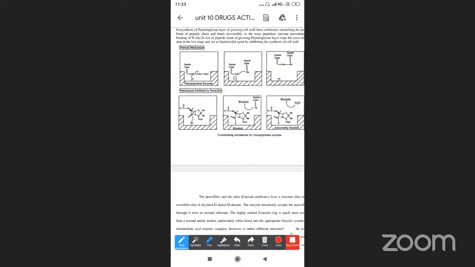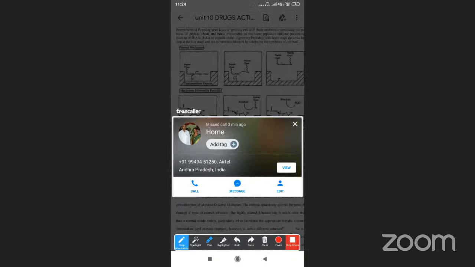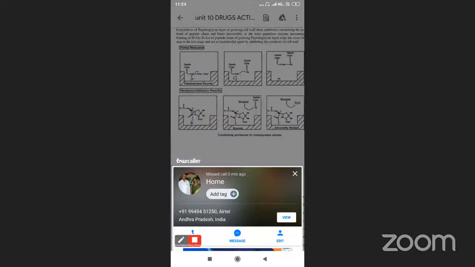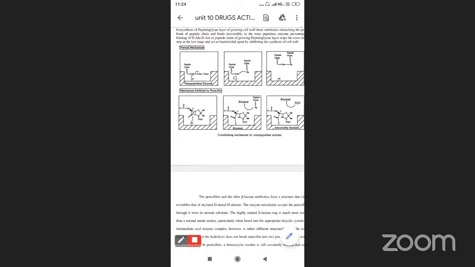So in place of the peptidoglycan chain, here the penicillin is involved in the mechanism. Instead of the peptidoglycan chain, the penicillin is going to inhibit the transpeptidase enzyme. So we know that we have different types of enzymes, and in enzyme inhibition, there are two types: reversible inhibition and irreversible inhibition.